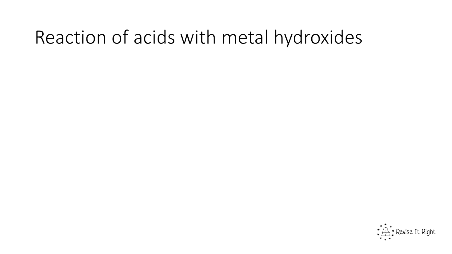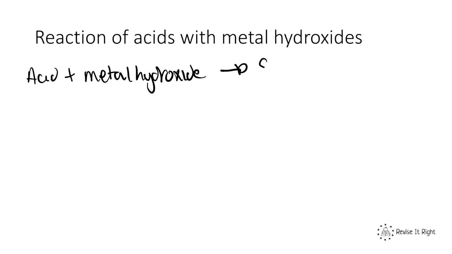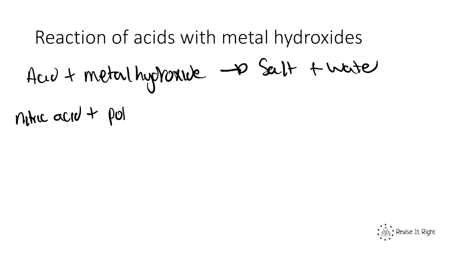Now when an acid reacts with a metal hydroxide, it also makes a salt and water. So again, it's acid plus metal hydroxide makes a salt plus water. But again, obviously we do need to be able to name this salt as well. So let's go through some worked examples. We've got an acid, which is going to be nitric acid. And we're going to add that to potassium hydroxide.